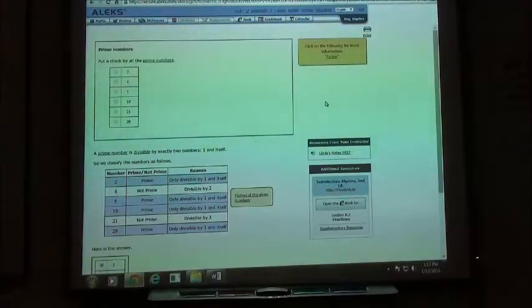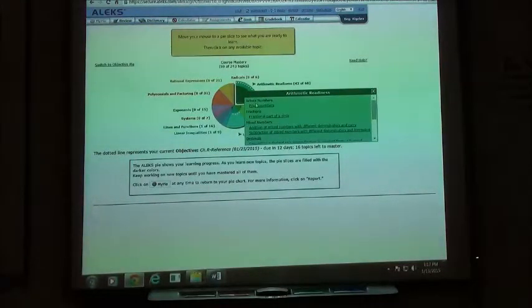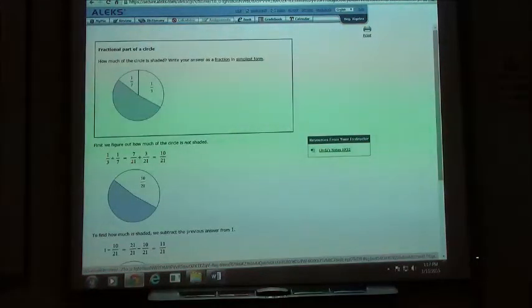So usually the first thing you do, I'm going to go back out to the pie, is you look here on your pie chart. Hopefully if it's something we went over in class, you know how to do it. But maybe you're ahead of me. Maybe you're already on fractional part of a circle. You can go to explain, and that's going to tell you how to do the problem. You can also click on my notes to get another example.